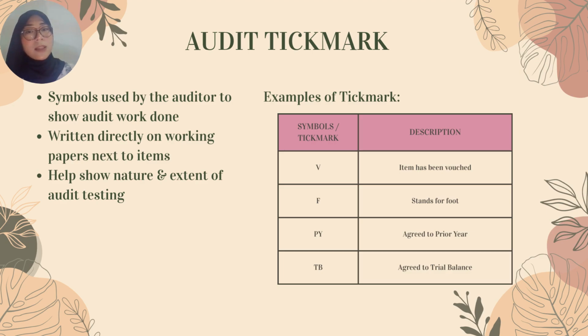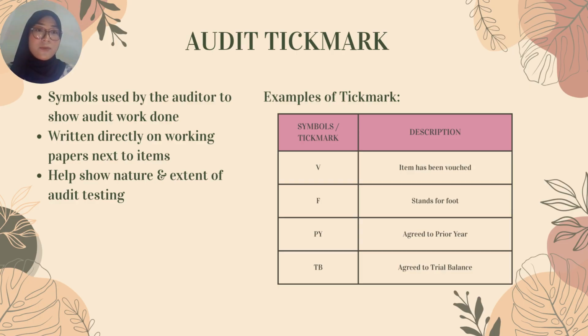The next one is written directly on working papers next to the items. These symbols are written directly beside the relevant item in the working paper to clearly show what has been checked. The next one is that they help show the nature and extent of audit testing. They help explain what type of audit work was carried out and how intensive the testing was, making the audit procedure easier to understand.